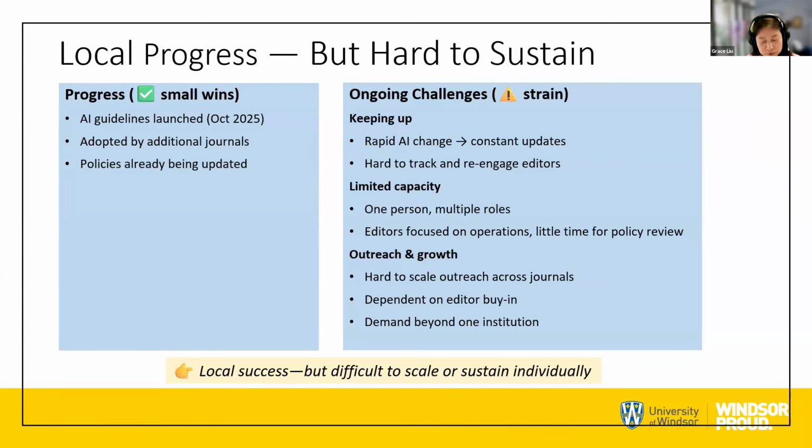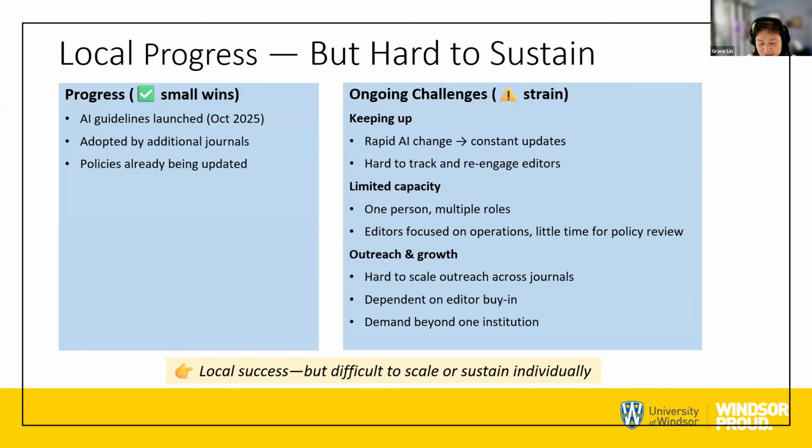We have made good progress. We launched the guidelines last October, expanded to additional journals, and the policies are already evolving. However, this also reveals a key challenge. Keeping policies up to date is difficult because AI is evolving so quickly, and it's hard to re-engage editors in regular policy review. This work also relies heavily on individual capacity.